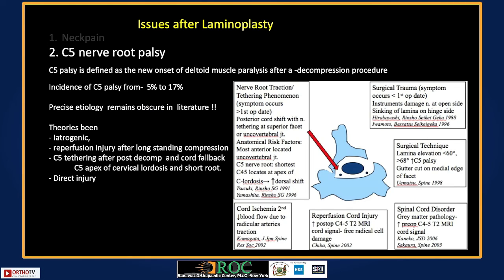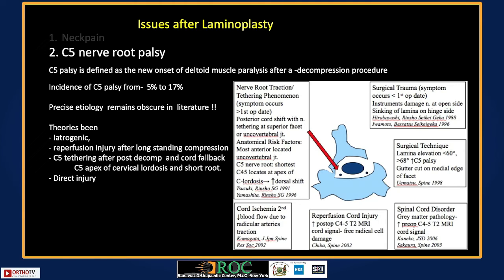So what is the mechanism? There are multiple theories, and whenever there are multiple theories, that means there's no single cause which can be pinpointed. So it could be iatrogenic. Some say it's a reperfusion injury. Suddenly the cord swells up after long-standing compression. It can be because of the cord fallback, and the C5 nerve root is still entangled in the foramen, and so it gets stretched. Also, C5 is the apex of the cervical lordosis, and hence it doesn't allow too much of a cord or nerve root fallback, and that can be a cause.